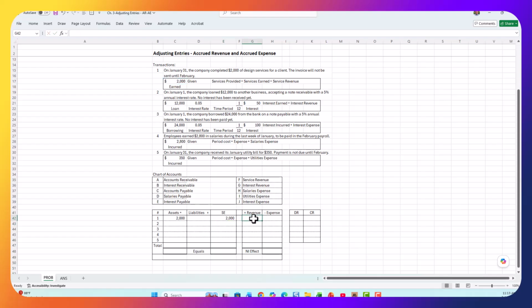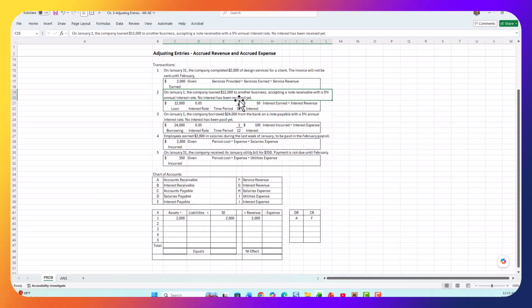So we see an increase in our assets on our accounting equation and an increase in stockholders' equity because revenues increase stockholders' equity. We'll debit A, accounts receivable, and we'll credit F, service revenue. On January 1st, the company loaned $12,000 to another business, accepting a notes receivable at a 5% annual interest rate. No interest has been received yet.